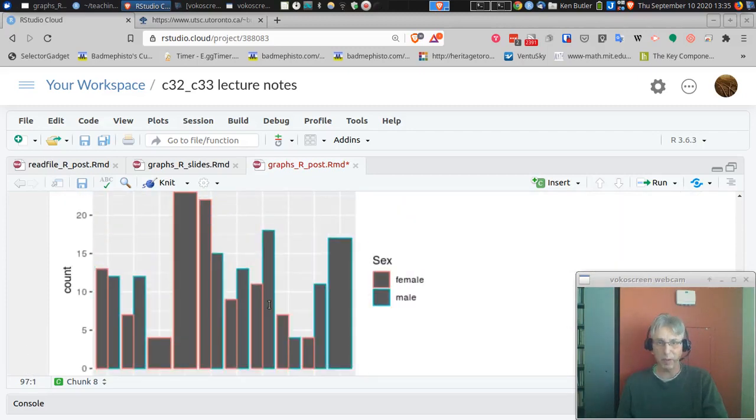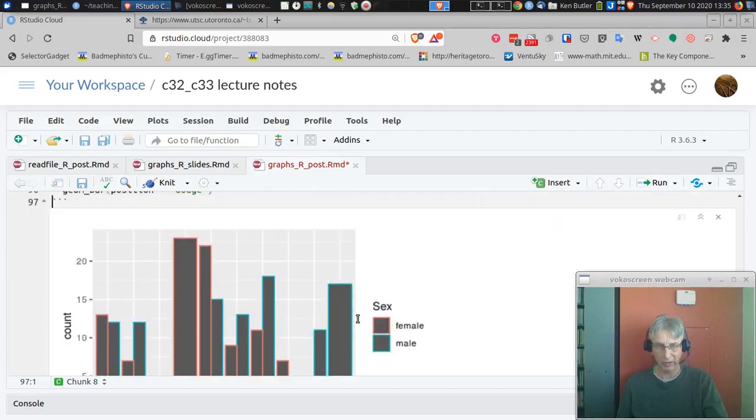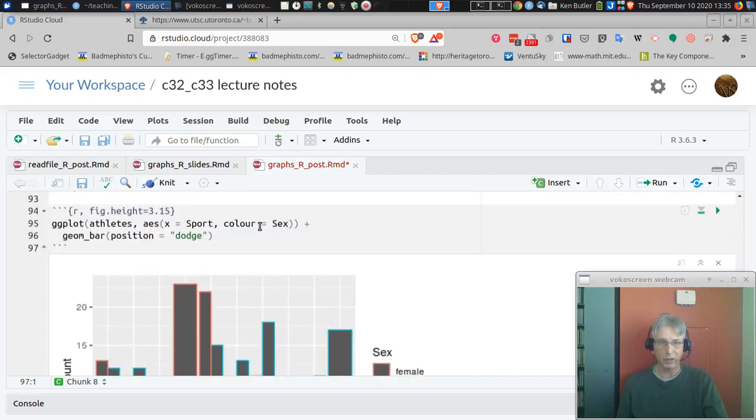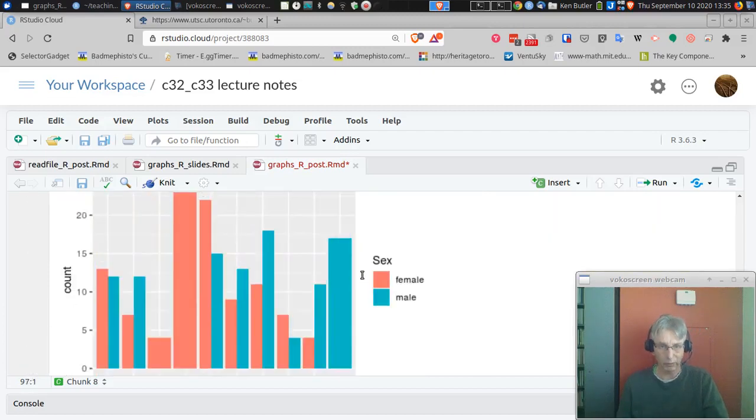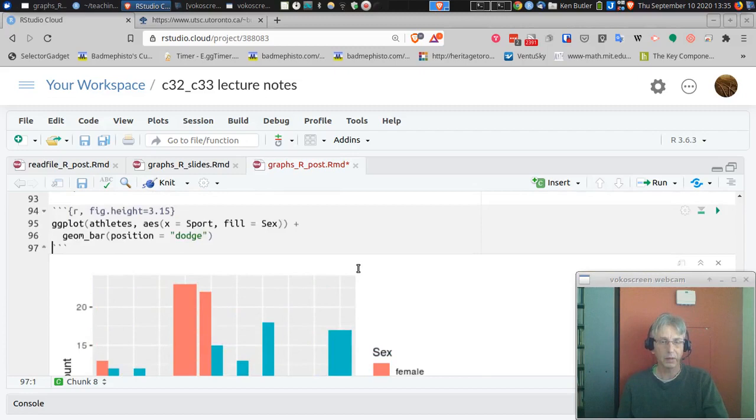Now what you get is black bars with colors around the outside, which is not really very nice. What you want is colored bars filled in with their color, which is why this one is called fill. There we go, that's what we had before. And so that makes more sense.